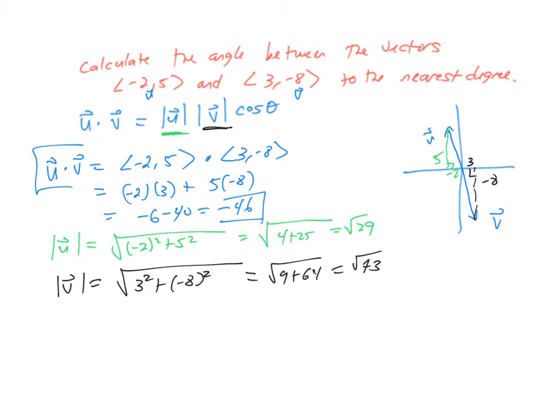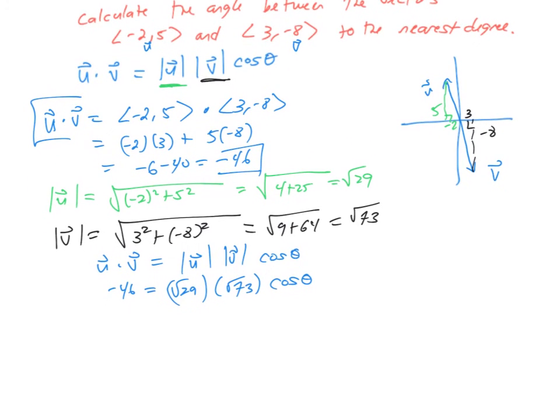Next, we're going to put all of these things back into our original formula. Remember, we had u dot v is the magnitude of u times the magnitude of v times the cosine of the angle between them. And u dot v we found was -46. The magnitude of u was rad 29, and the magnitude of v is rad 73. And then we have cosine of theta. Next, we want to isolate cosine theta, so we're going to divide both sides of the equation by rad 29 and rad 73.